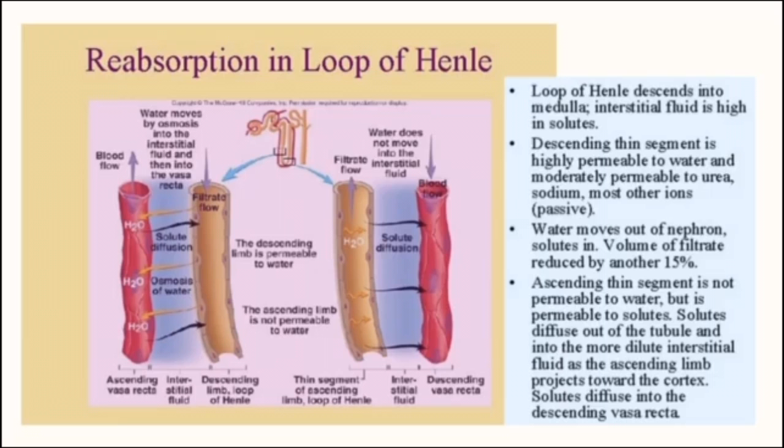The thin segment of the ascending limb of the loop of Henle is not permeable to water but is permeable to solutes. The solutes diffuse out of the tubule and into the more dilute interstitial fluid as the ascending limb projects toward the cortex. So the solutes diffuse into the descending vasa recta.